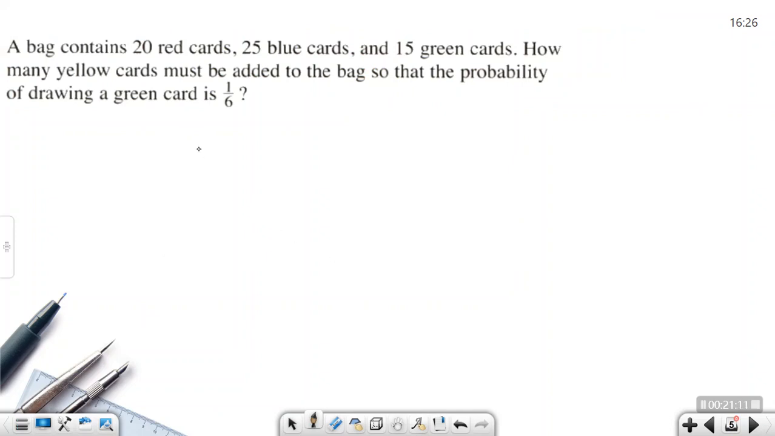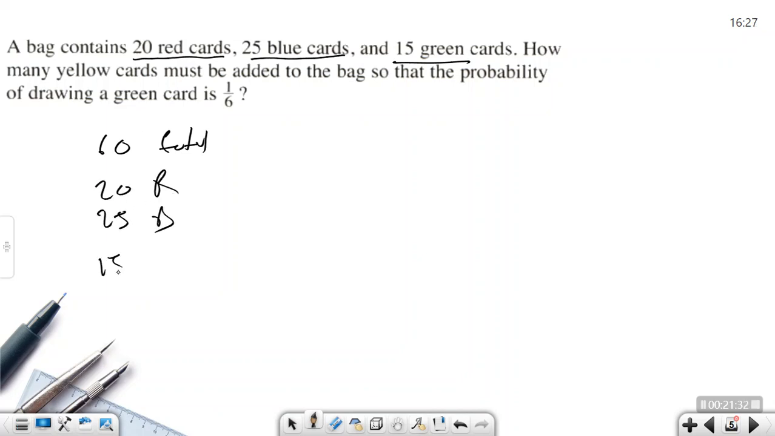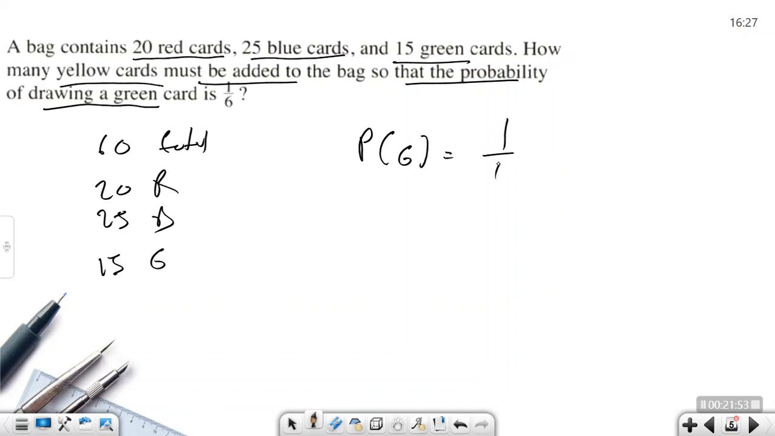Next, that's a good question. A deck contains 20 red cards, 25 blue cards, and 15 green cards. In total, I have 20, 45, 60. 60 total: 20 red, 25 blue, and 15 green. How many yellow cards must be added, so that the probability of drawing a green card is 1 over 6? At the moment there is no yellow card. This question is asking for the probability of green to be 1 over 6.